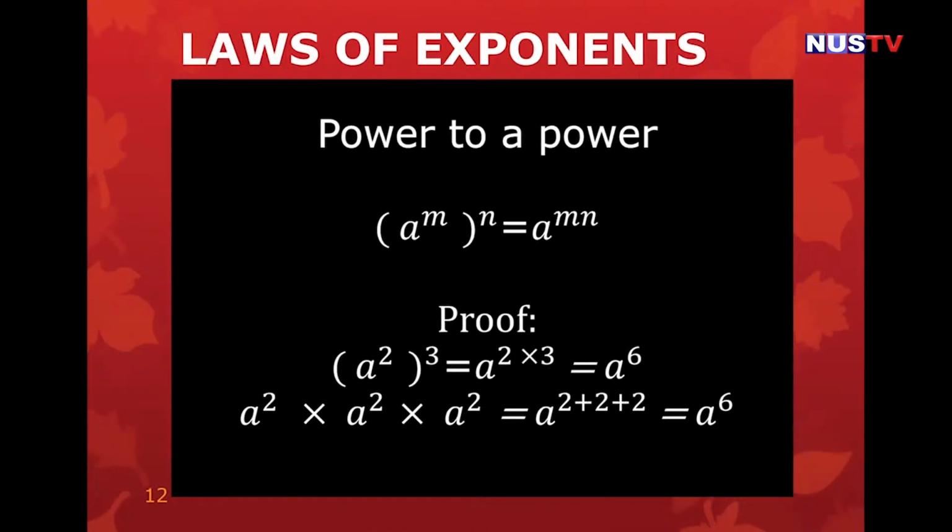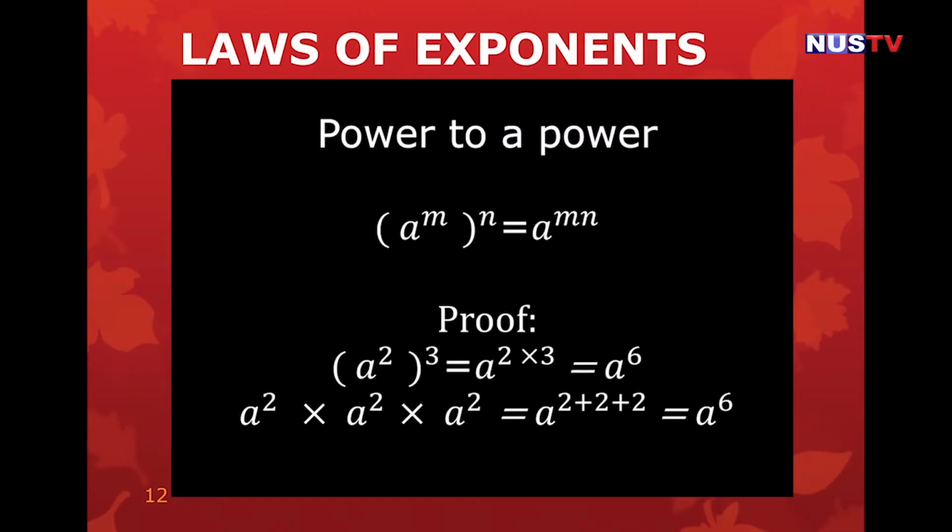Alright. Move on. Second law of exponent is called power to a power. That's when you have in the bracket a to the power of m, outside the bracket is a power of n. And according to this law, it is the same as a to the power of mn. You are multiplying m and n to give you the power of a.